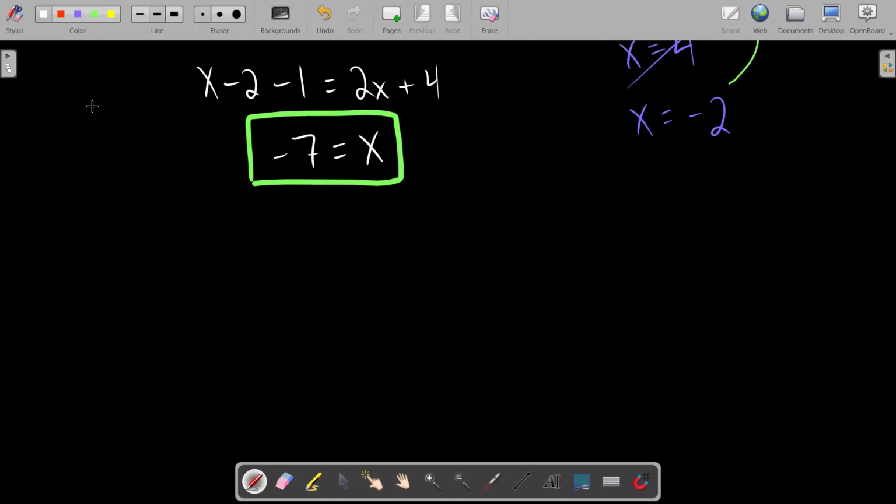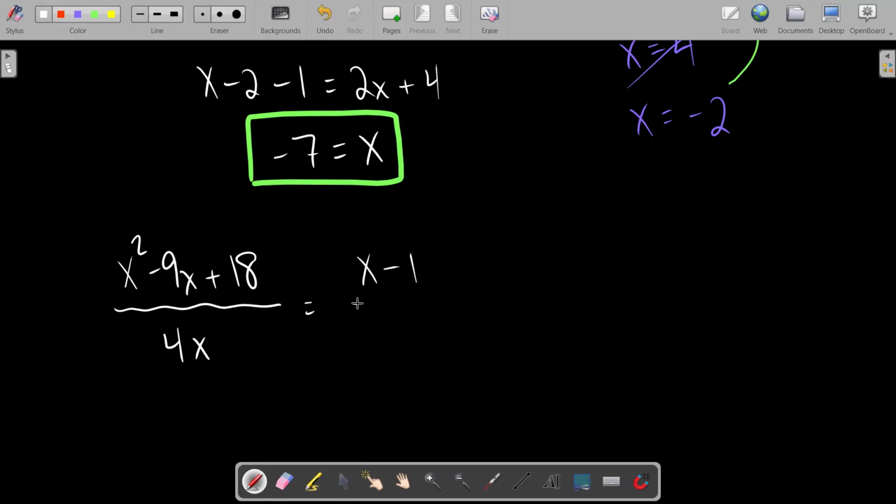Okay. Next one, let's do x squared minus 9x plus 18 over 4x equals x minus 1 over 4 plus 1 over 2x.